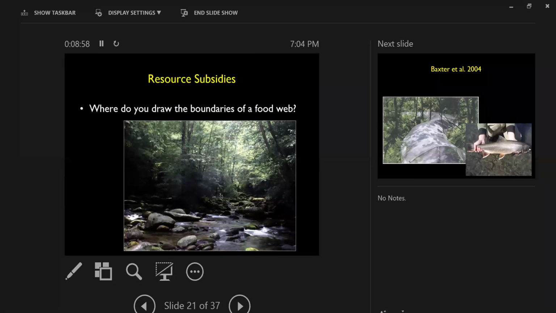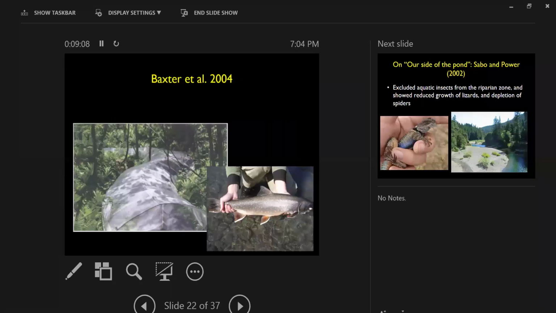And this begs the question, where do you draw the boundaries of the food web? At this point, we've already watched the film River Webs, which talks about this incredible research originally started by Nakano, but then further extended by Colin Baxter. And what this work showed is that the terrestrial riparian ecosystem is reliant on the energy moving from the stream to the forest for the lives of spiders and bats and birds.